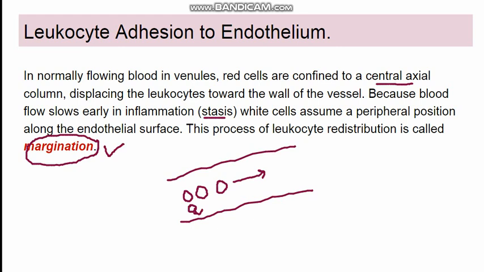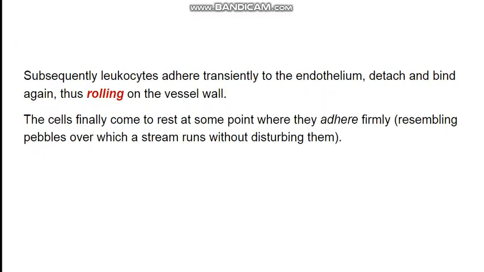Now going to the next step, which is rolling. What is rolling? Whenever there is margination, the leukocytes start to roll. They will adhere to the endothelium, but only transiently, and then they will detach, then they will again bind. This is known as rolling. And then after rolling has taken place, there will be a point where there will be firm adhesion.